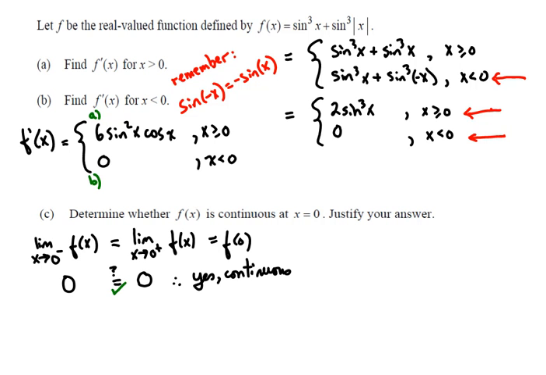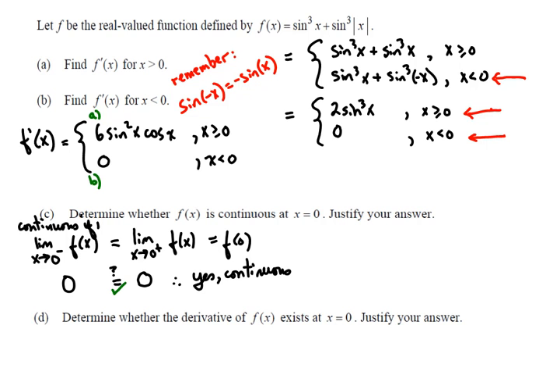it is continuous. And justification would be, now I guess what we've written there is a justification. And I might just want to add at the top of that, continuous if limit as x approaches 0 from the left of f of x equals limit as x approaches 0 from the right of f of x is equal to f of 0. And we've shown that that's true. So yes, it is continuous, and we have justified.